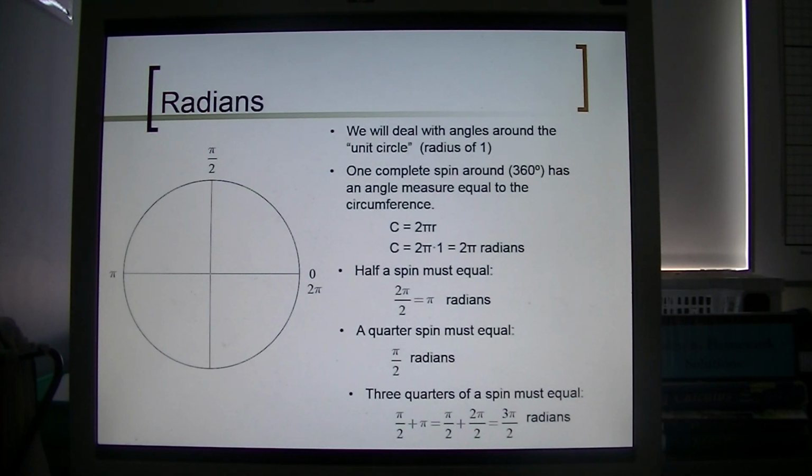3/4 of a spin has to be pi over 2 plus pi. Well, we would need to get a common denominator to add those. So we'll say pi over 2 plus 2 pi over 2, 3 pi over 2 radians.